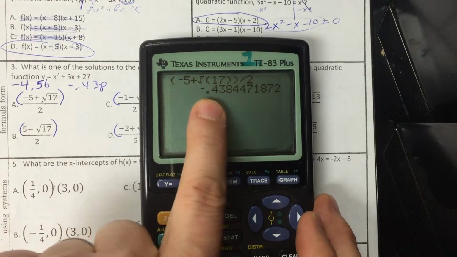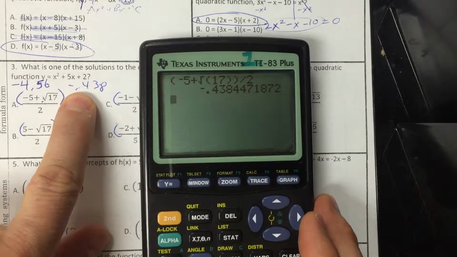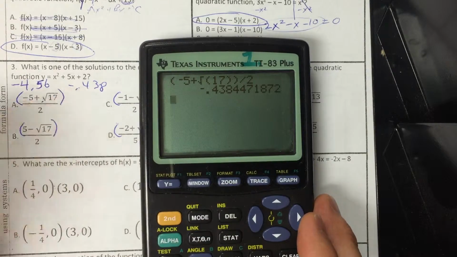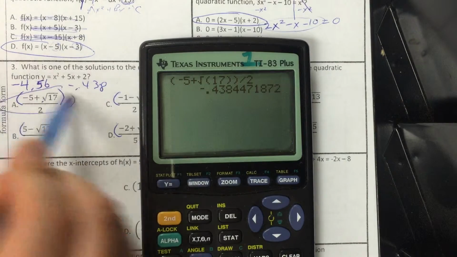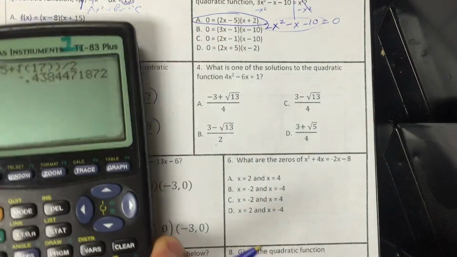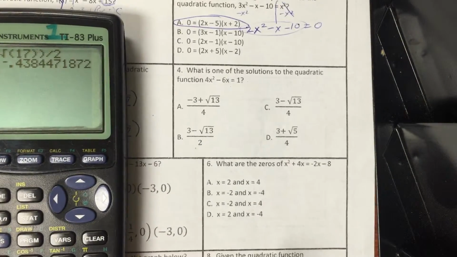Check it out. -0.438. It matches one of the ones we got. So we lucked out. We didn't have to do all of them. The answer is choice A. All right. We're going to fly through the next one. It's very similar.